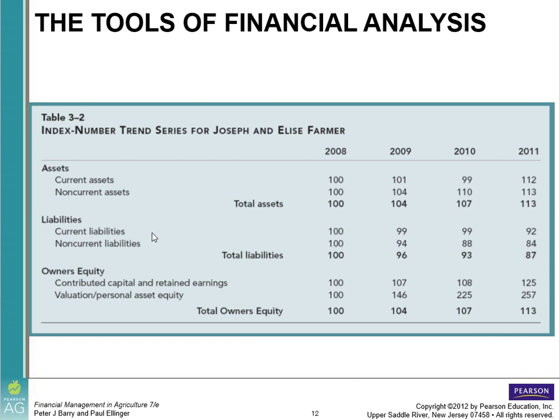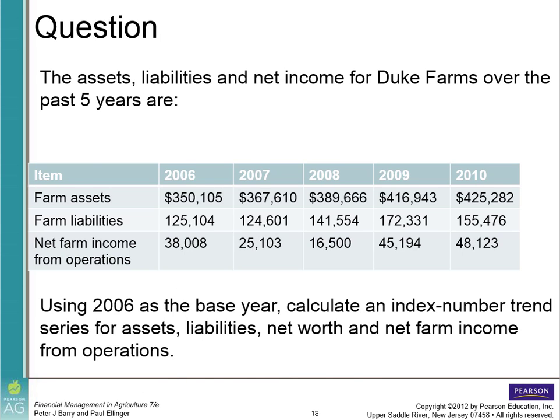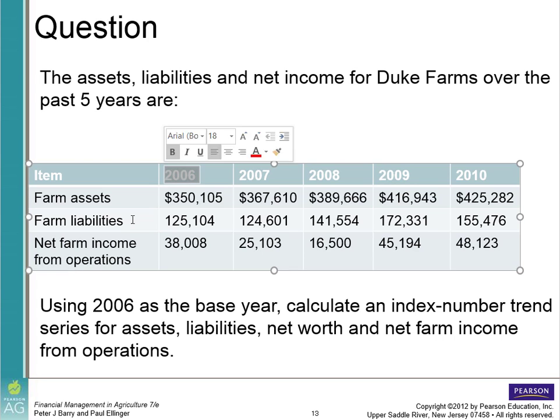But again, we'll do a problem here just so that this idea is more clear in terms of a longer series. Like here we just looked at 2 years. We can do a longer series like in this question. Okay, the assets, liabilities, and net income for Duke Farms over the past 5 years is this. Okay, so here you have farm assets, you have farm liabilities, and of course you have net farm income from operations. Using 2006 as the base year, calculate an index number trend series for assets, liabilities, net worth, and net farm income from operations.